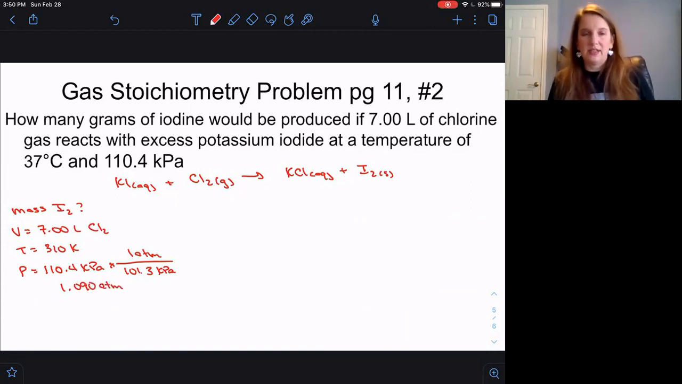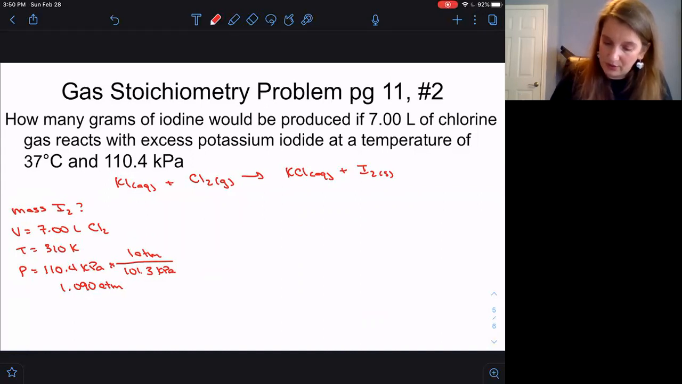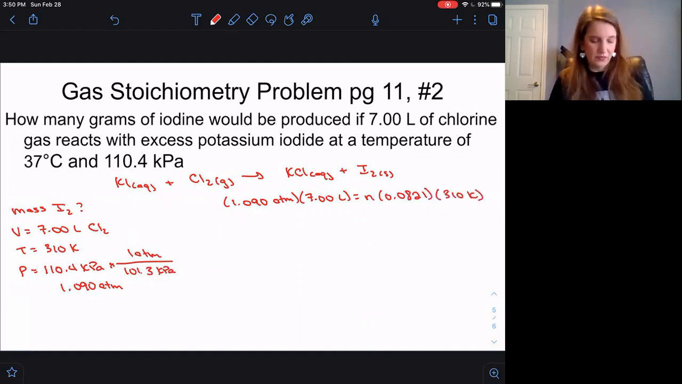So in this particular example, we have all of our gas law variables. So that means we're going to start by using the ideal gas law. So we're going to do our 1.090 atmospheres times our volume, and it's going to equal our moles times our gas law constant times our temperature. And I'm not going to round to sig figs until the very end.